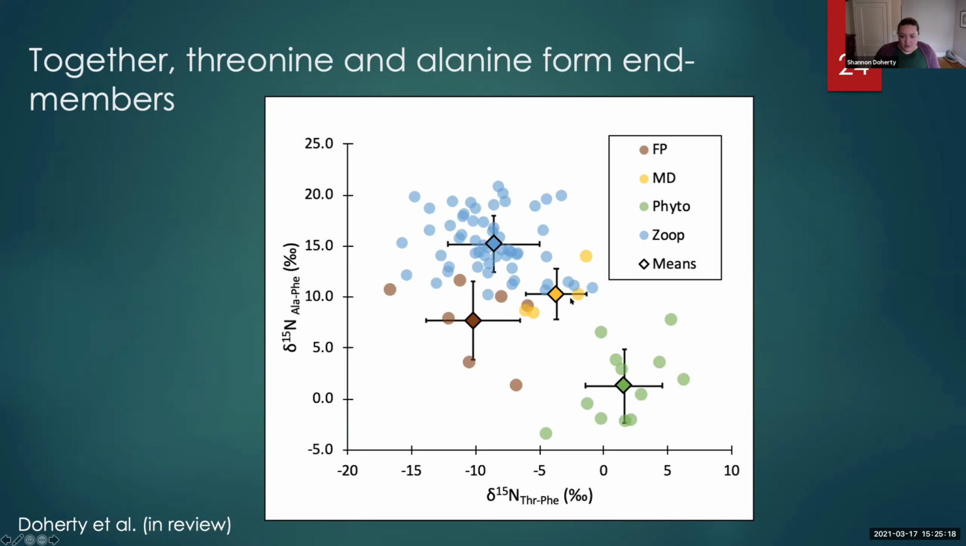And all of our samples are plotted on here in dots. So we have zooplankton in the blue dots, and then the mean is in the diamond with standard deviation error bars. Fecal pellets in brown, microbially degraded organic matter in this orangey yellow, and phytoplankton in green. And we can see that this does a good job separating these end members from one another, and we can use these 2 to pull apart fecal pellets from other organic matter end members in the water column.